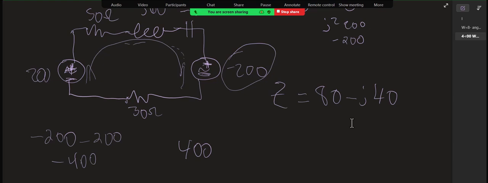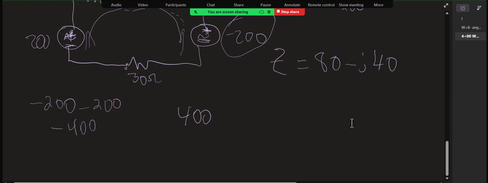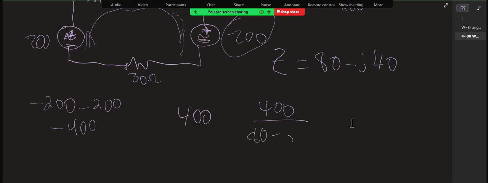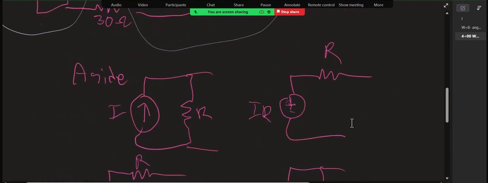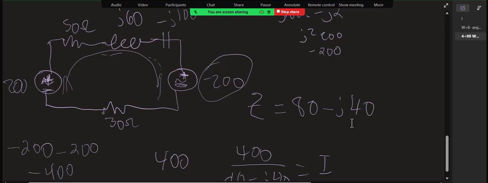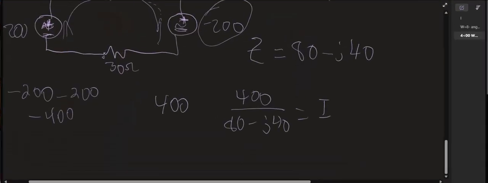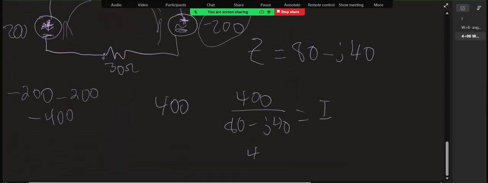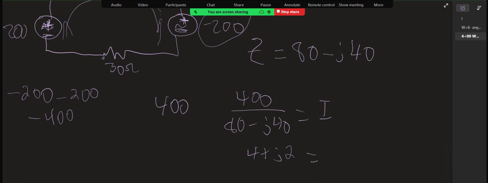So our current is going to be 400 over 80 minus j40. And that's going to be our current through the inductor and this resistor. And that ends up being 4 plus j2, which is 4.47 angle 26.57.